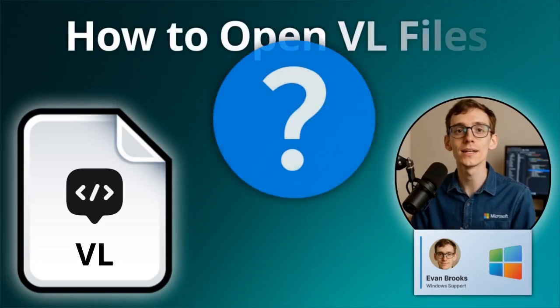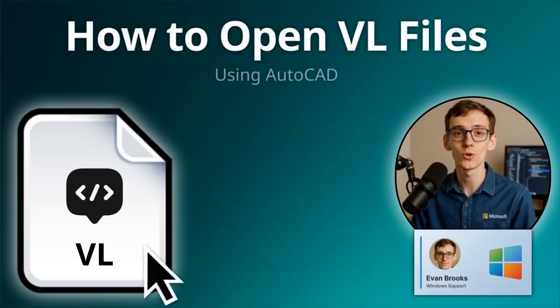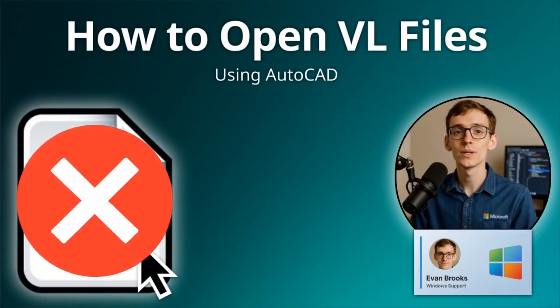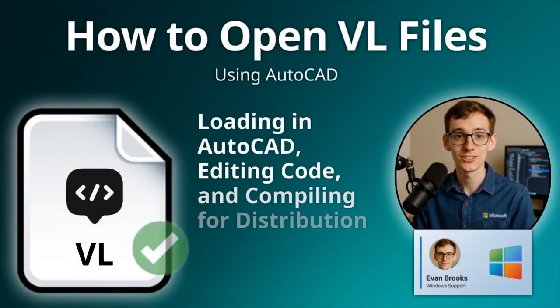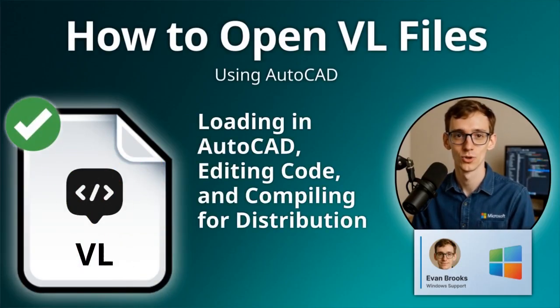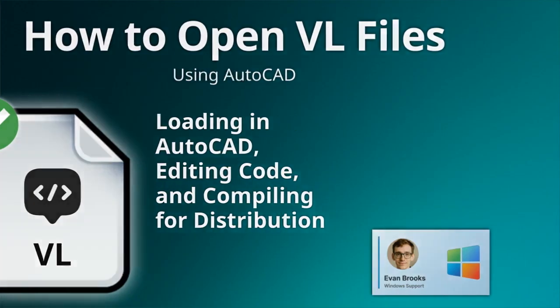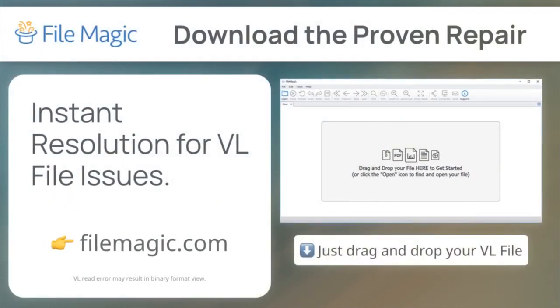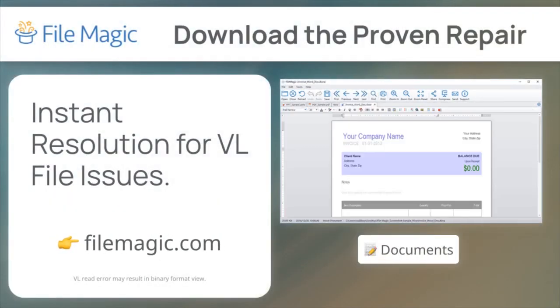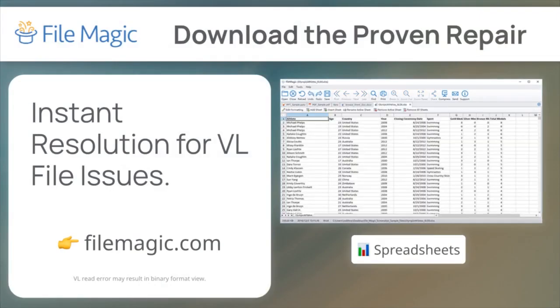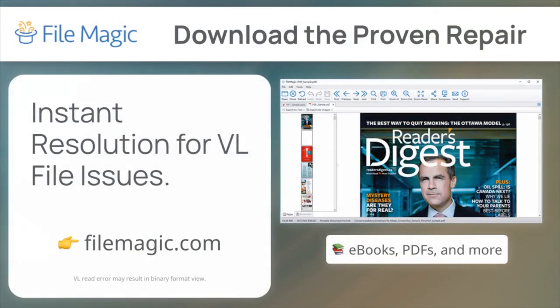The VL extension identifies an AutoLISP source code file containing Visual LISP programming code for AutoCAD automation and customization. I'm Evan Brooks, Certified Support Engineer, and I'll help you edit, load, or troubleshoot these AutoCAD programming files. Just a heads up, when we get to our final point, the one-click fix, we'll be discussing the value of a single powerful VL file inspection tool.